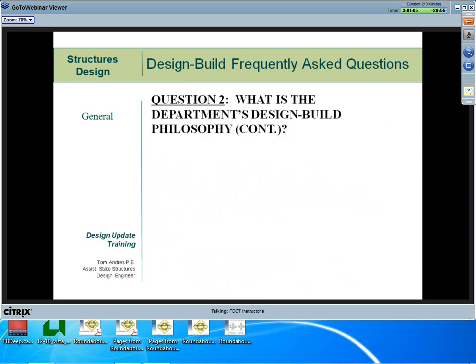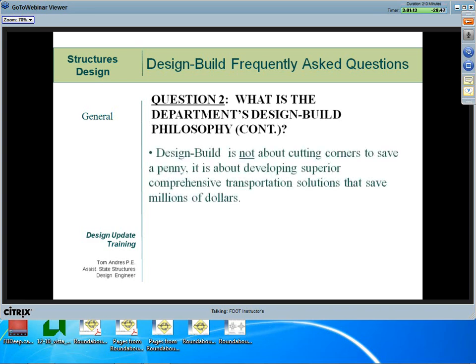And if there's one thing that I want you to remember to take away from today's training above all else, remember that design-build is not about cutting corners to save a penny. It is about developing superior, comprehensive transportation solutions that save millions of dollars.